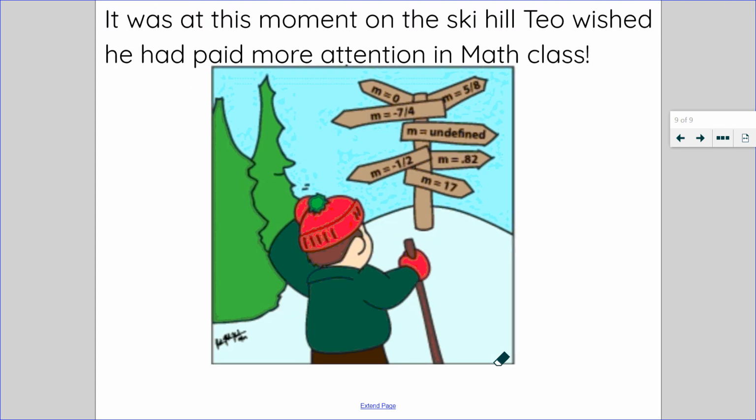And it was at this moment on the ski hill that Teo wished he had paid more attention in math class. Which run do I take? Well, it's all based on slope, so you decide. What ski run would you take?